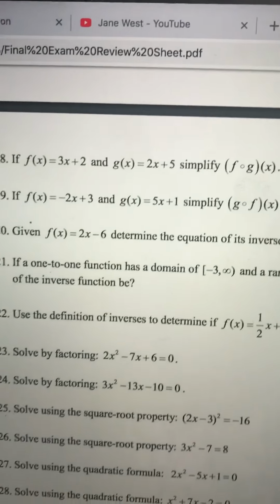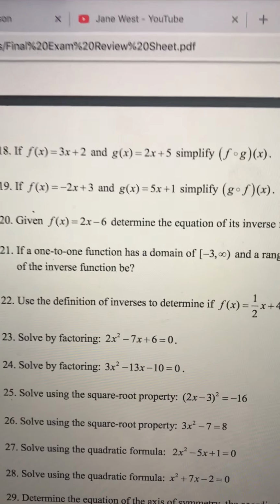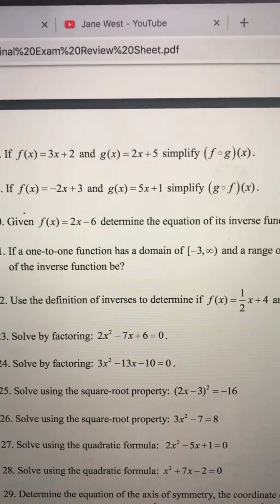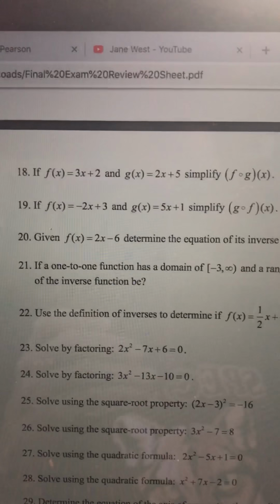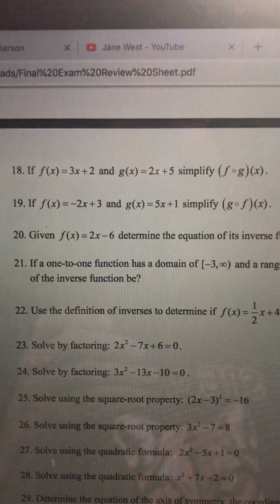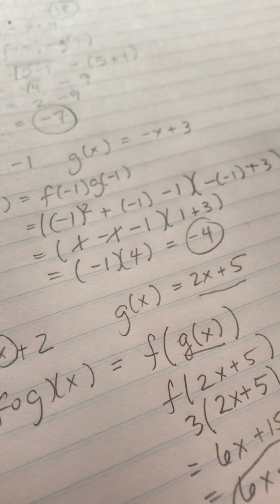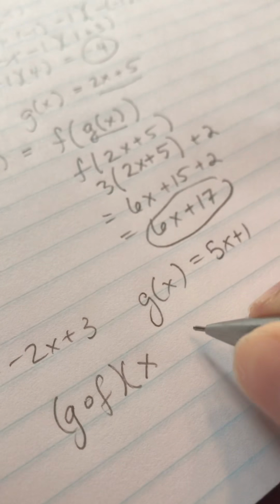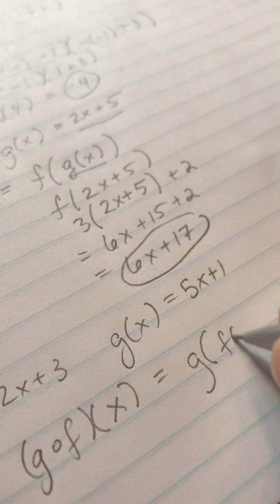Number 19 is very similar. Here we've got another pair of functions for f and g that are linear. This time we're going to do it the other way around though. G circle f of x is g of f. So f of x is negative 2x plus 3, and g of x is 5x plus 1. And we want g circle f, or g of f of x. So that is, again, g of f of x.